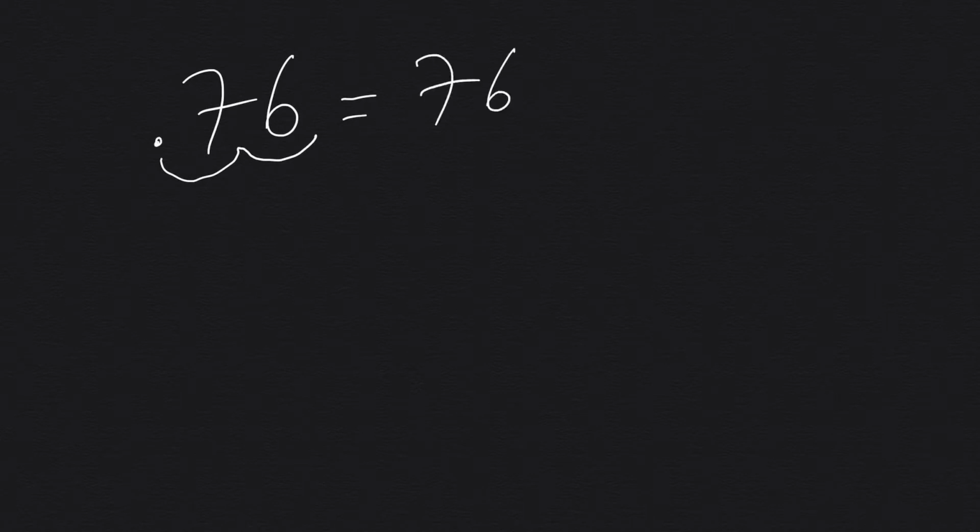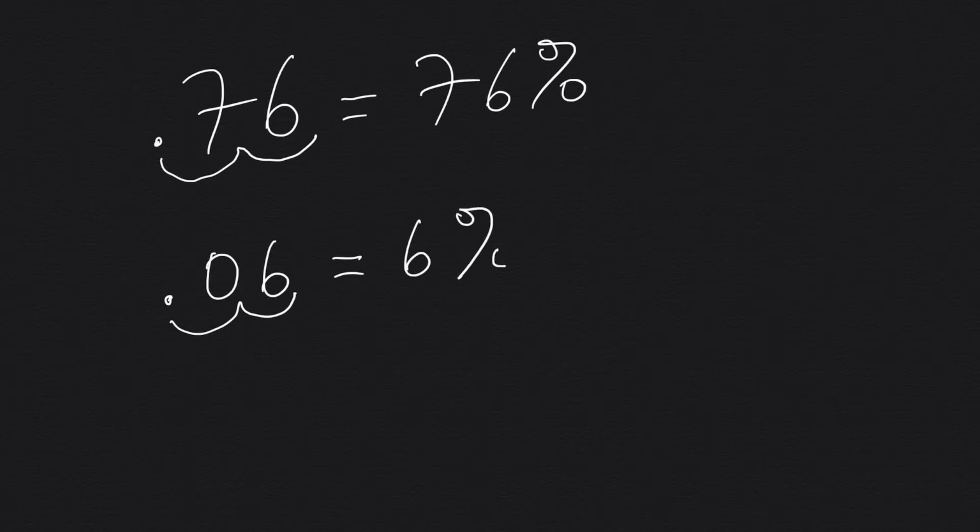In this video, we're going to talk about how to convert a decimal into a percent. It's really quite simple. You basically move the decimal point to the right 2 places to get 76%. Let's try another one. How would you convert 0.06 to a percent? Again, the rule is you move the decimal point to the right 2 places, and now you have 6%.